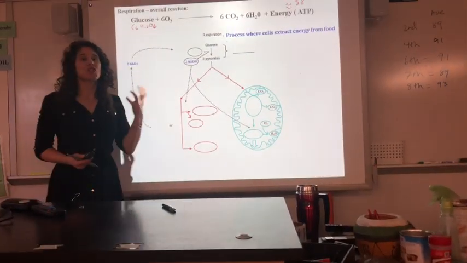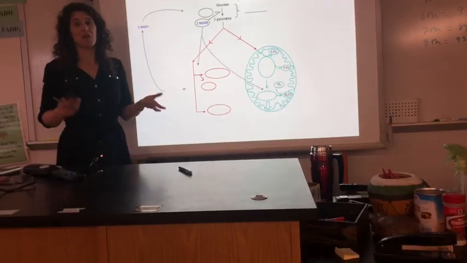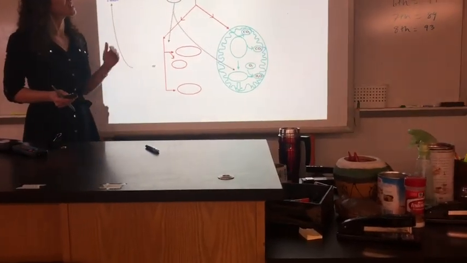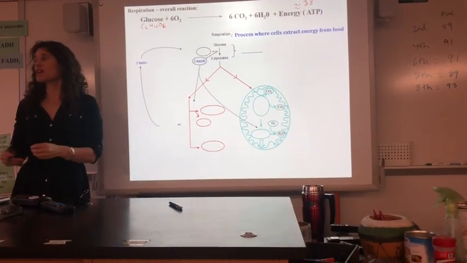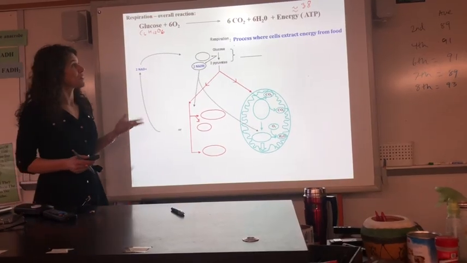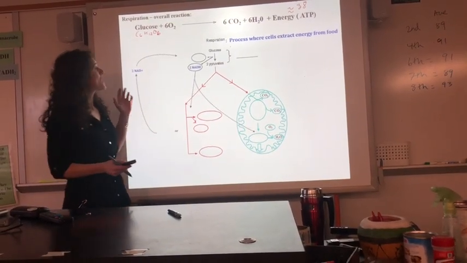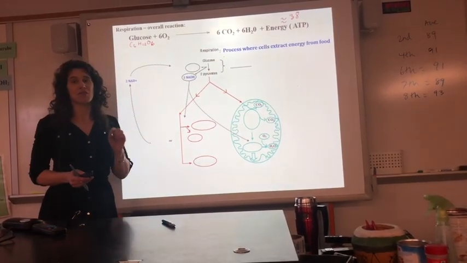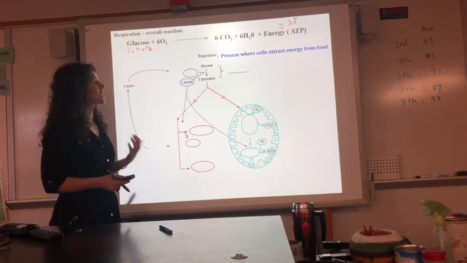If you were to describe respiration in the simplest terms to a fifth grader or a little cousin, you would say it's the process where cells extract energy from food. So in photosynthesis, in the unit we just finished, we had food being made by photosynthetic organisms like plants and algae, and now we're breaking that back down. So the very first step of cellular respiration, regardless of whether you have aerobic or anaerobic respiration, is always glycolysis.